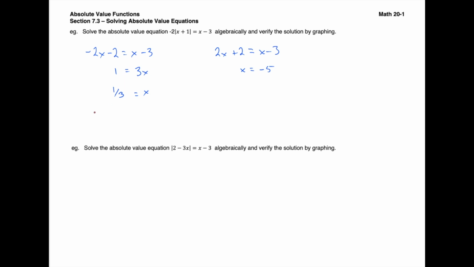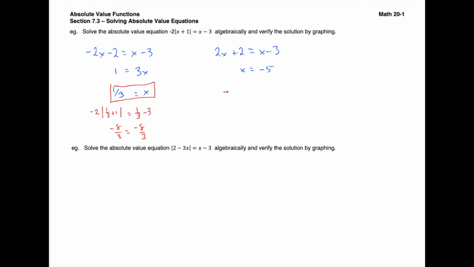So I just need to check that back into my original equation. And so I get 2 times the absolute value of 1/3 plus 1, and then on the other side, the 1/3 minus 3. And when you do solve these, you'll get negative 8/3 on both sides. And so we see that these are in fact equal. And because they're equal, this is one of my solutions.